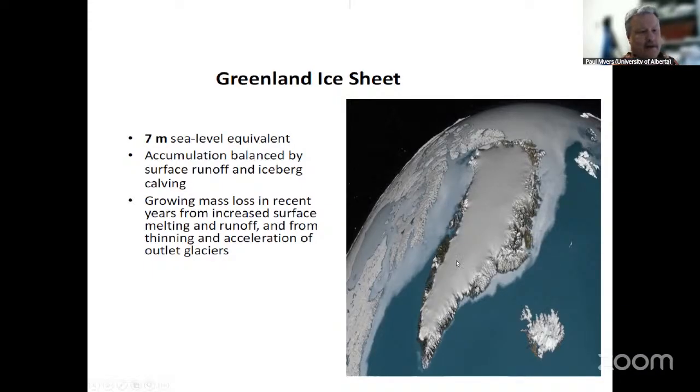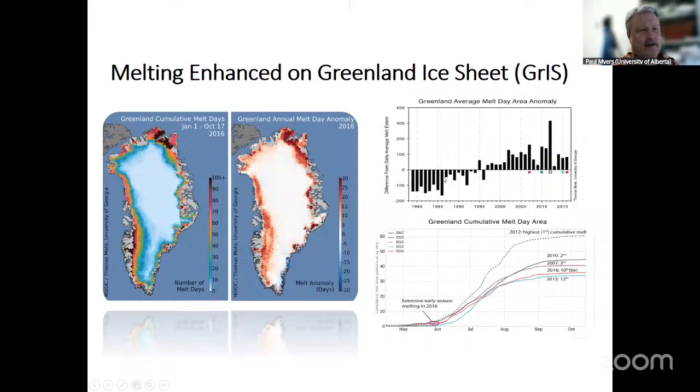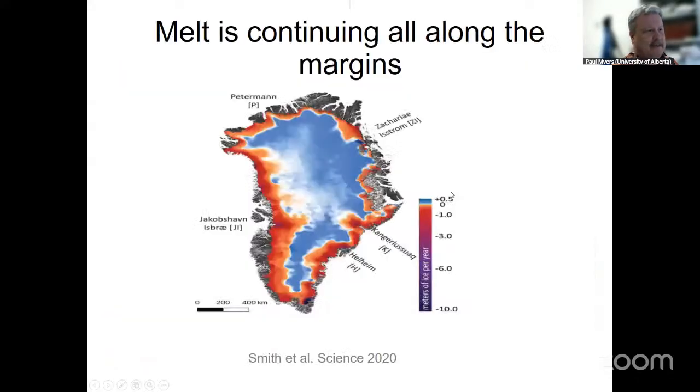This plot I like because it really shows the three-dimensional structure. The ice sheet's over 2 kilometers high, with 7 meters of sea level equivalent that can be lost, and growing mass loss in recent years has suggested that over time the area of the Greenland ice sheet that's melting has been rapidly changing. A lot more melt is coming from the ice sheet all around the coastal regions. All the highest melt years are in the recent decades compared to the past, and that's continuing to the present. The melt is coming from all around the ice sheet.